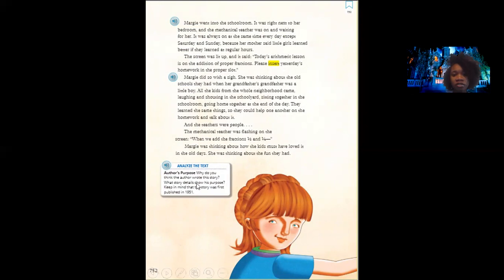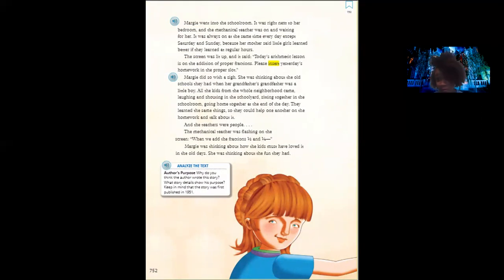And then we have another text feature, analyze the text, author's purpose. Why do you think the author wrote this story? What story details show his purpose? Keep in mind that the story was first published in 1951. Guys, I want you to do the math on how long ago 1951 was.